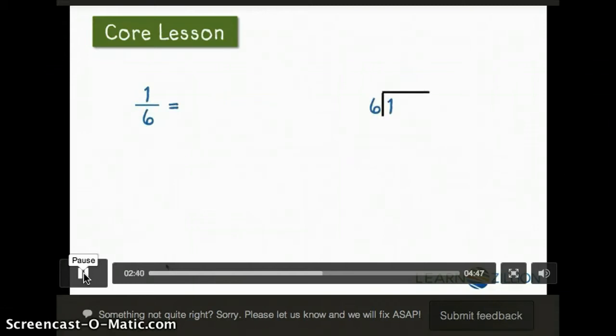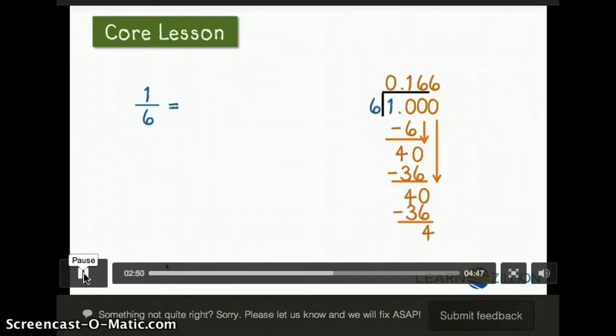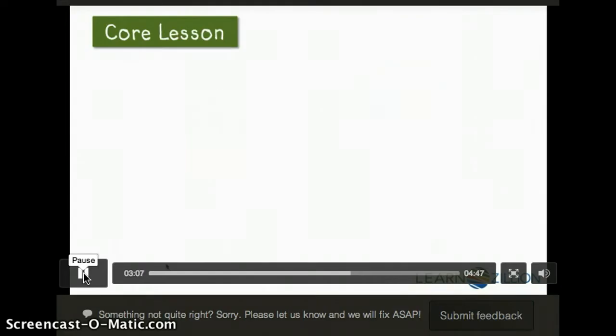So for 1/6, we go through our division, and this one is a little bit different because that 1 just stays there, and then all of a sudden we get all of these 6's. So we would write this as 0.16 with a line over just the 6 because that's the digit that keeps repeating, or we could round it up to 0.2, or we could round it to 0.17.